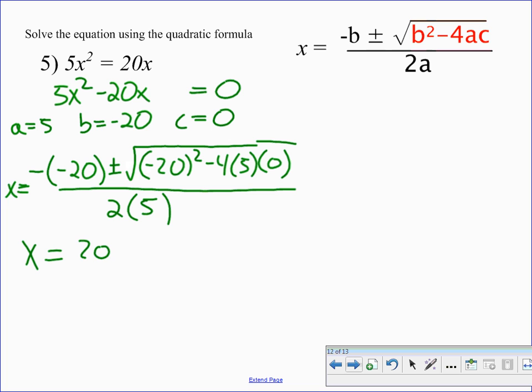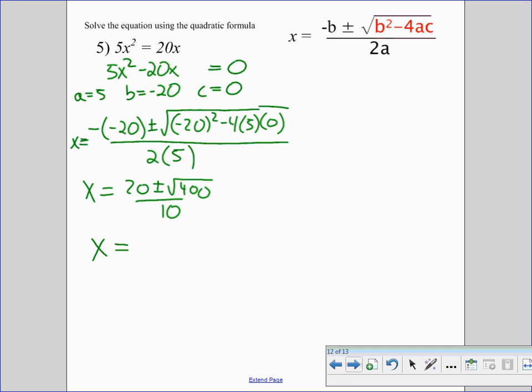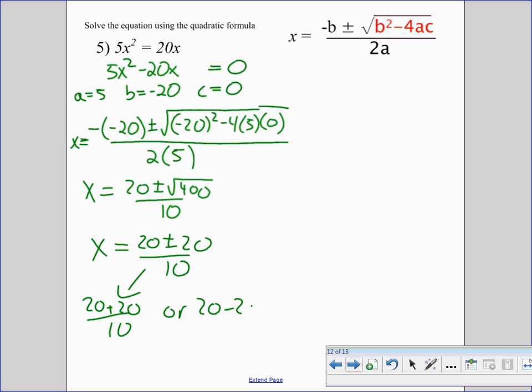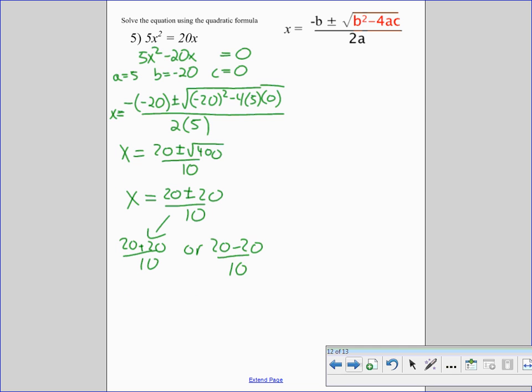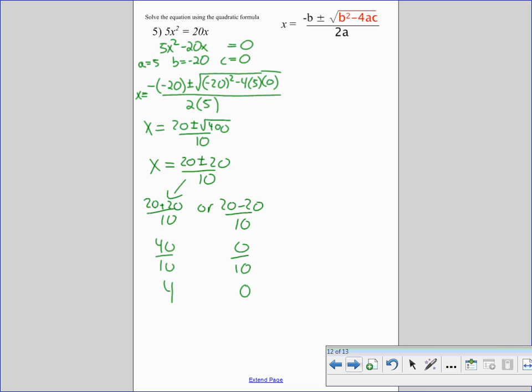Or x equals 20 plus or minus the square root of 400 over 10. Or x equals 20 plus or minus 20 over 10. Two answers here then. 20 plus 20 over 10, or 20 minus 20 over 10. And I'll get 40 over 10, or 4, or I'll get 0 over 10, or 0. So those are my two answers. Our solution set is 0, 4.